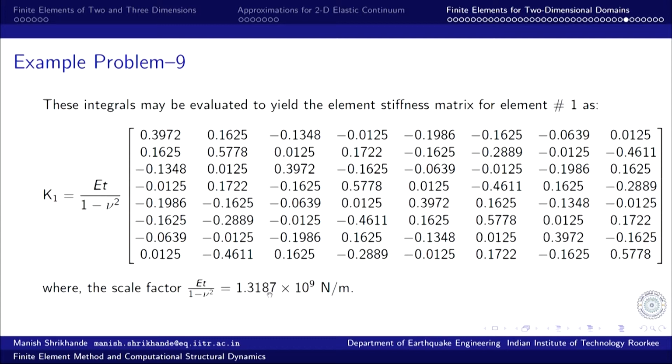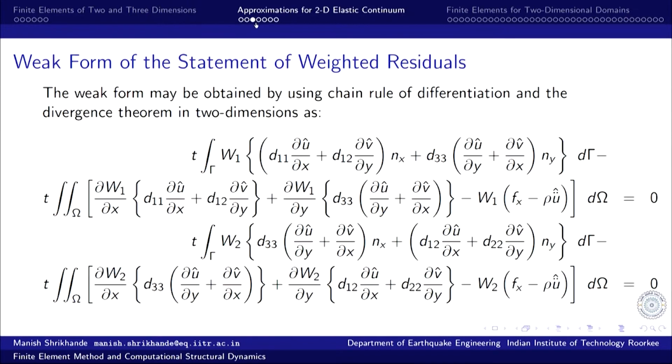So, this is equal to 1.31 times 10 raised to the power 9 Newton per meter, multiplied by this 8 by 8 coefficient matrix. That defines the stiffness matrix for element 1. Once we are done with this, then we move to the domain integral, the load vector.